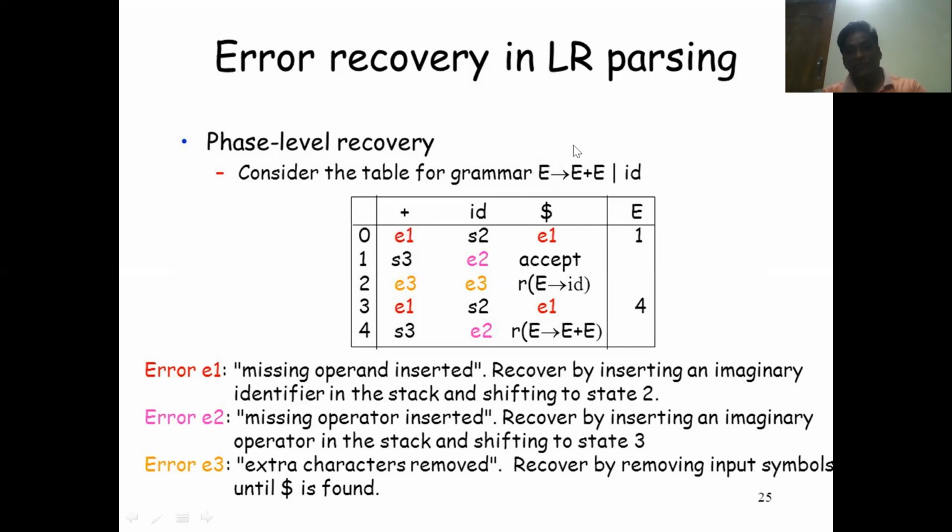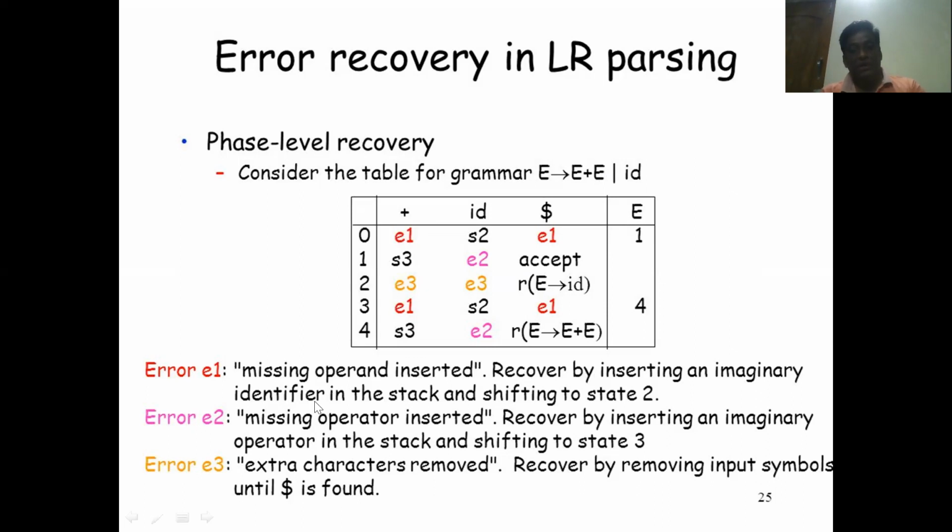So after identifier and plus, it should get another identifier on state 2. That is why it is moved to state 2. Okay. So what is that local correction made over here? Because an operand is missed, it assumed an operand in the stack. So the correction is made in the stack.